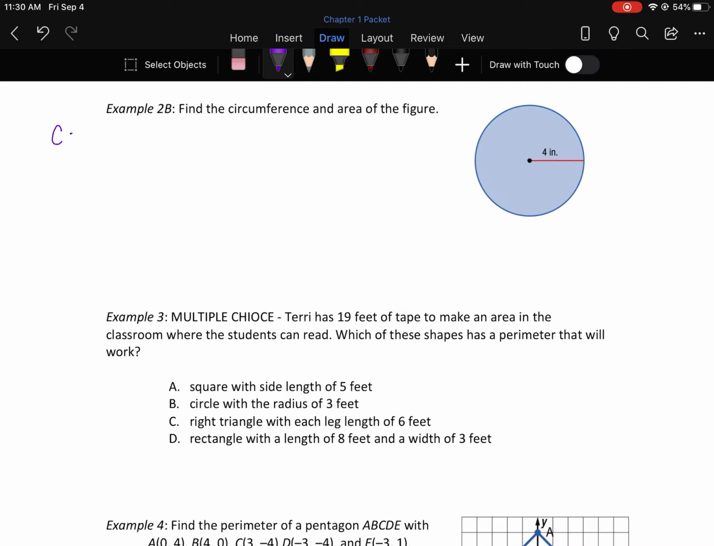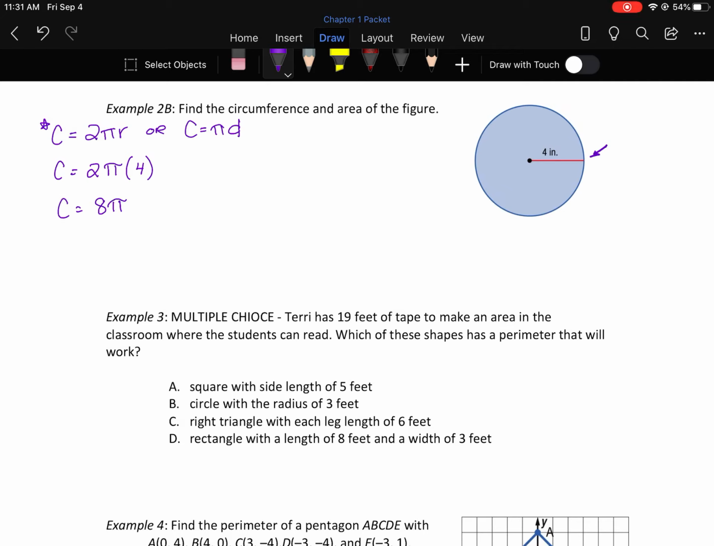All right, so the formula for circumference, again on your formula sheet, is 2 pi r, or you could do pi d, because 2 times the radius is equal to the diameter. I'm going to use this formula because they gave me the radius in the problem. So substitute in what you know: circumference, that's what we're trying to find, equals 2 times pi times my radius, which is 4. So I'm going to do 8 pi.